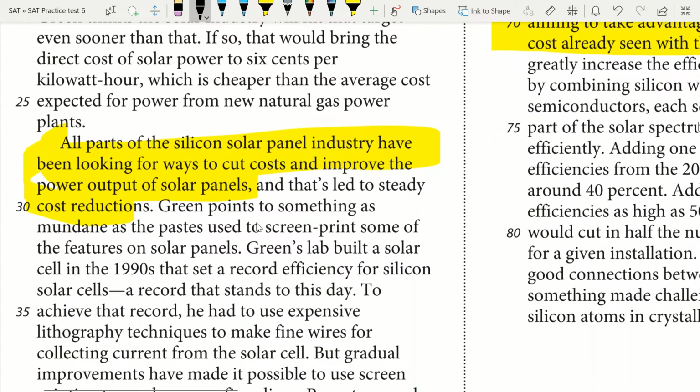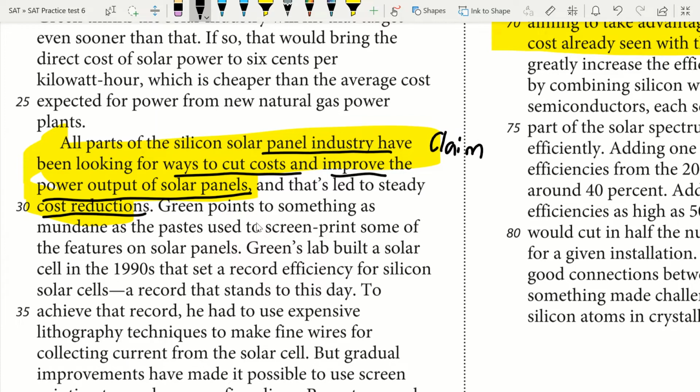Down here, we have all parts of the silicon solar panel industry have been looking for ways to cut costs and improve the power output of solar panels, and that's led to steady cost reductions. So this is two things. There's two reasons that I highlighted this. One is that it is a claim, saying that they're trying to cut costs and improve the power output of solar panels. The other thing is that it's giving me a problem and a proposed solution. It's telling me the problem is that things are too expensive right now and they don't produce enough power, and it's telling me that they're working on that. So anytime I can identify a problem in the science section, I want to make sure I highlight that. And anytime I see a solution, I also want to highlight that as well.